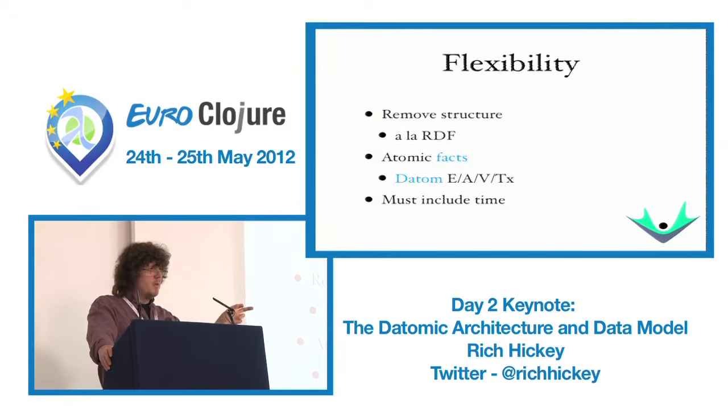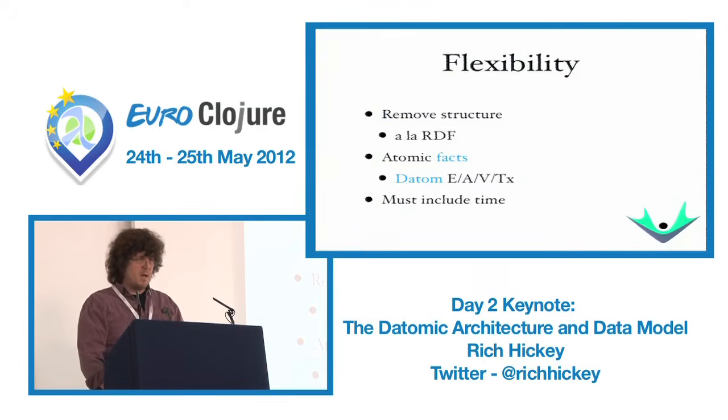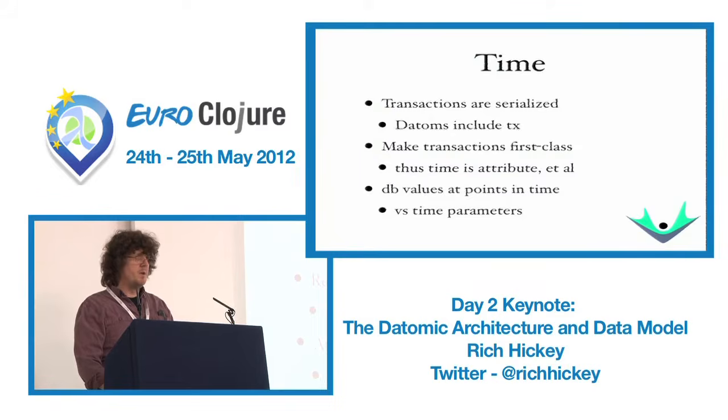So the minimal unit of a fact is entity, attribute, value, and time. And we represent time using transactions. I'll explain that later. But it's essential that you include time. You don't have information if you don't have time.